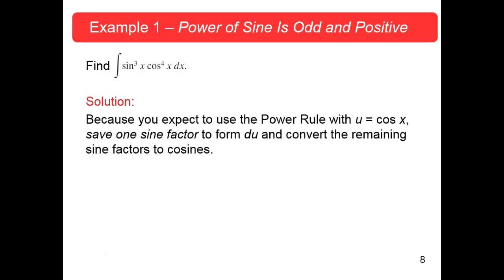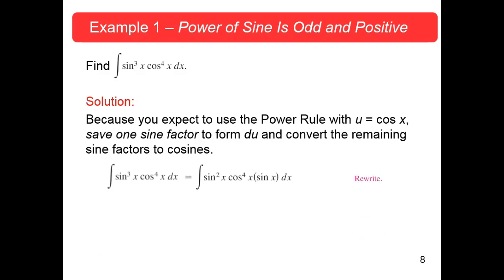Because you expect to use the power rule where u is equal to cosine x, the reason you're going to use that is because sine has an odd power, cosine doesn't. Save one sine factor to form your du, because the derivative of cosine is minus sine, and convert the remaining factors to cosine. So pull out one of the sines, the other two sines, sine squared, change to 1 minus cosine squared. Okay? So that's what we got here.